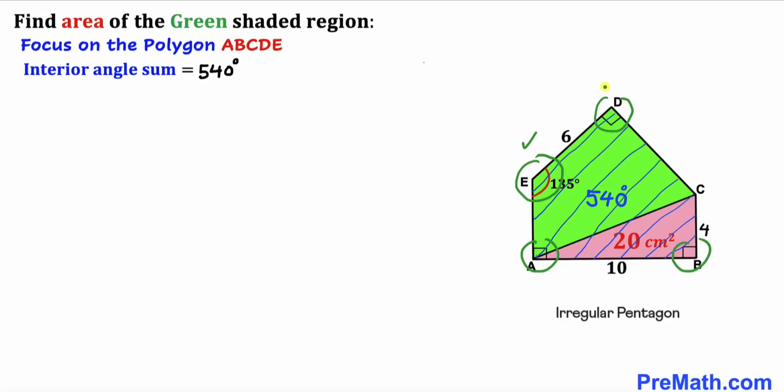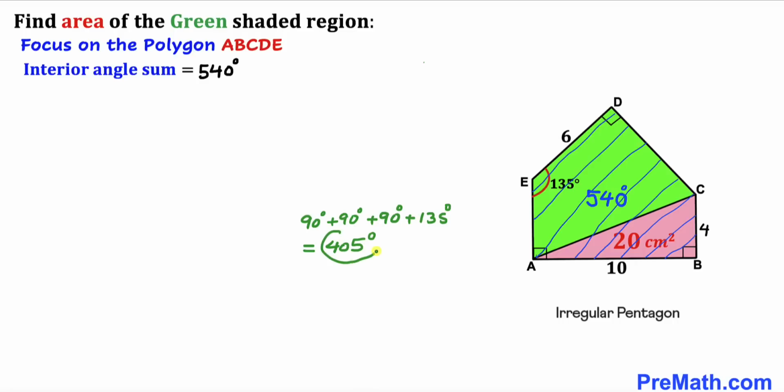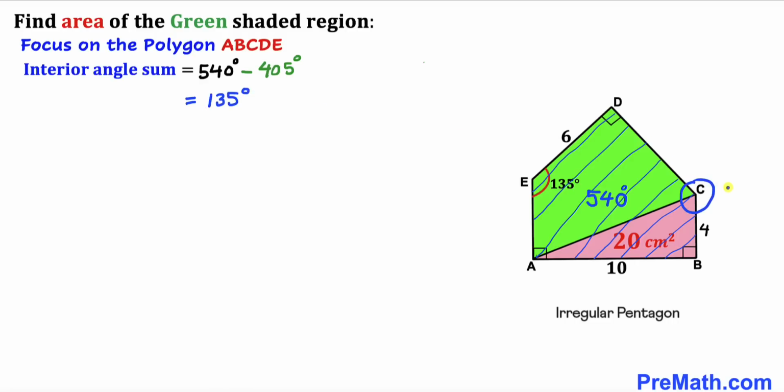So let's go ahead and add these known angles together. We are going to add 90 degrees plus 90 degrees plus 90 degrees as well, and plus 135 degrees. And if we add them, that is going to give us 405 degrees. So let's go ahead and subtract this 405 degrees from this whole interior sum. So let me subtract 405 degrees, and that is going to give us 135 degrees. So therefore this angle C turns out to be 135 degrees.